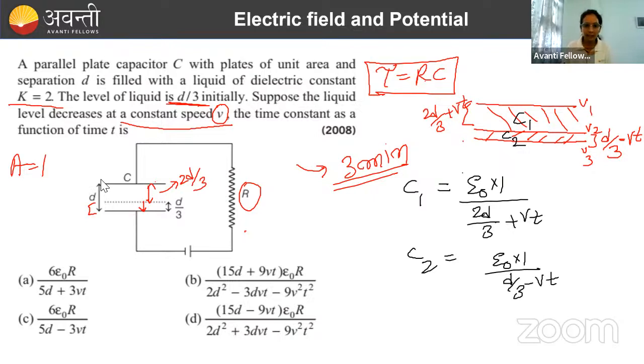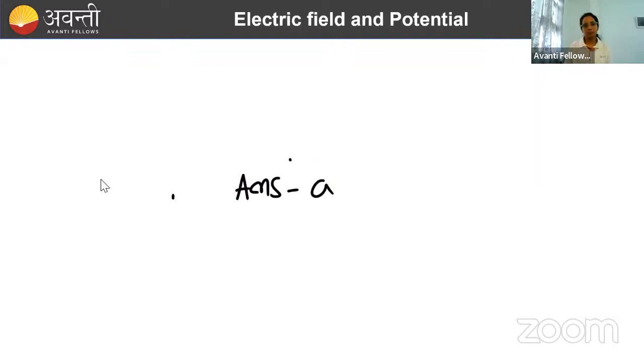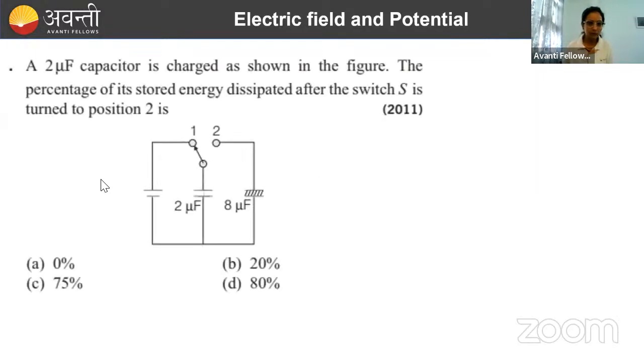Now what will be the C equivalent? 1 by C equivalent will be equal to 1 by C1 plus 1 by C2. So you need to do the calculation here. What will be the time constant? R into C equivalent. So in that way, you will be getting the answer, and the correct answer will be A. Okay? That calculation you can do very easily.